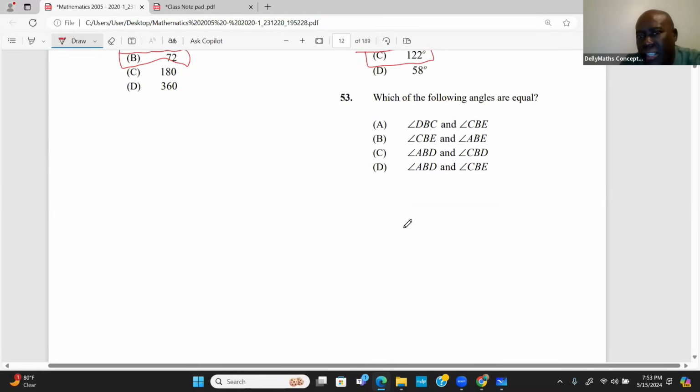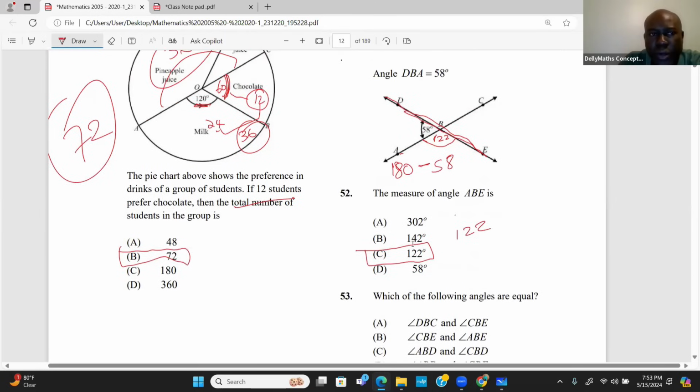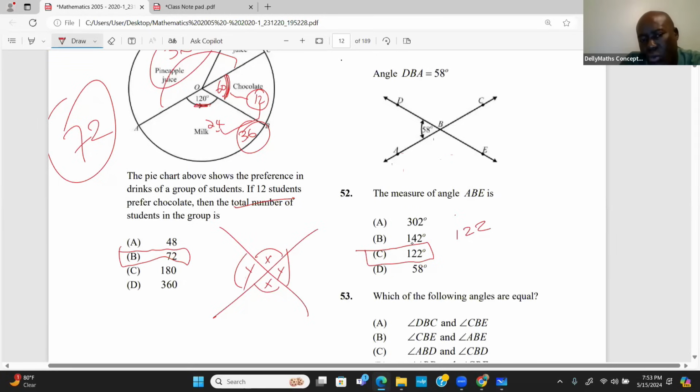Which of the following angles are equal? So you've got to look and compare. If you want to know the ones that are equal, you have to look and compare what they're saying. Remember that when two lines are crossed, vertical angles are equal. So if this is X, this is X. If this is Y, this is Y. When they are crossed. So you're looking for that idea. So you're going to check to see what they're saying.